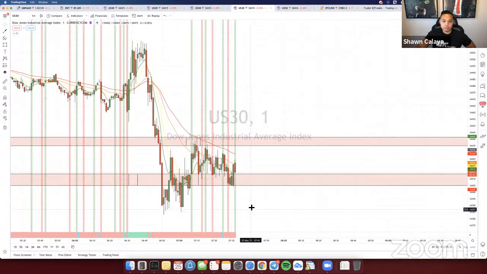Because right here, I feel like they're trying to trap some sellers into this area. You can see it's trying to push down below here. So it's trying to lure in some sellers, but when they lure in their sellers, it might just shoot all the way back up, right? That's why I'm not really trying to hop into any sells right now.